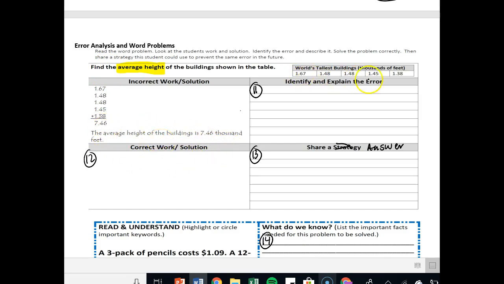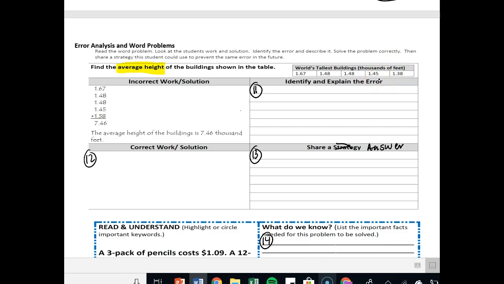No, if I add these up and divide by how much I have, I should have a number that's much smaller than 7.46, because no building is higher than 1.67. So it's like if you scored points in a game. Like if this was 2 points, 3 points, 2 points, 3 points, 2 points, your average isn't all of a sudden going to be like, oh, 11 points per game. No, you're going to be in the 2 to 3 range, right?